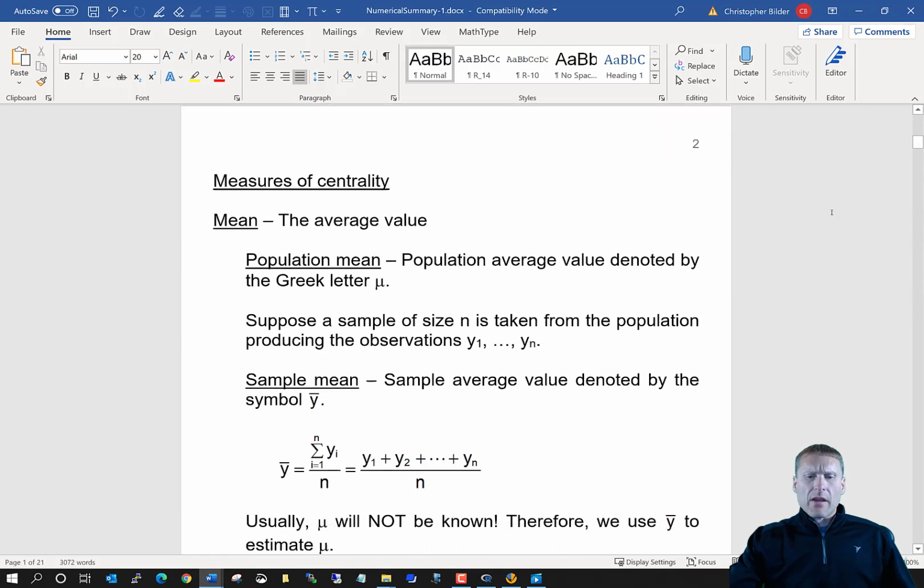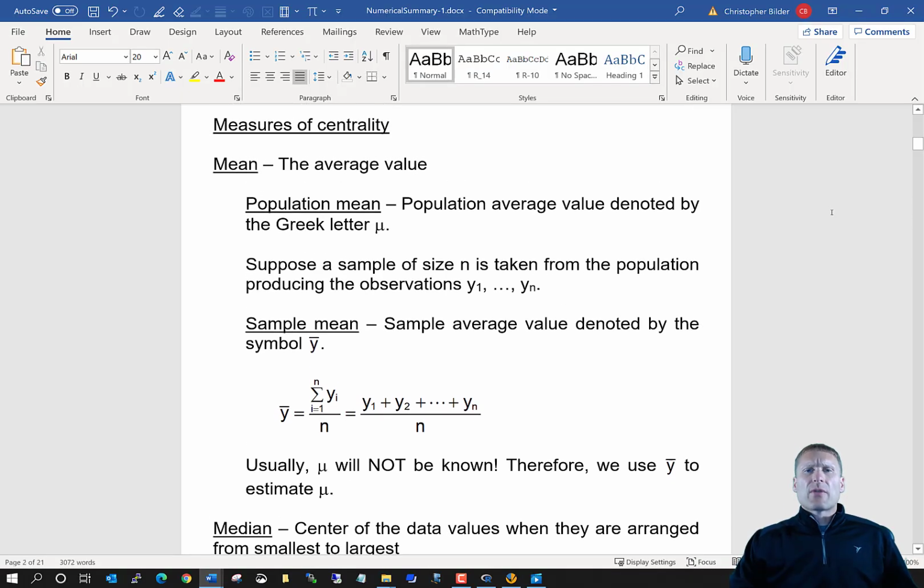Okay. So let's start with some measures of centrality. In other words, if we have a particular variable of interest and we have some observed values of that variable, where is essentially the center of all those values? One measure is the mean, or the average value. We've discussed the population mean before. It's simply the average of all the values in our population. We use the Greek letter mu to denote this population mean.